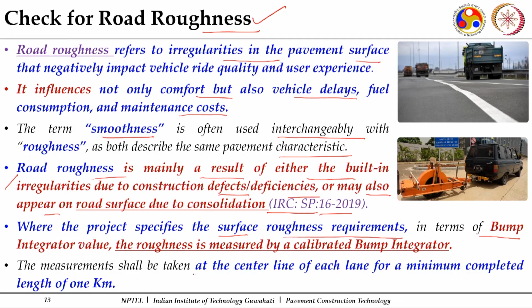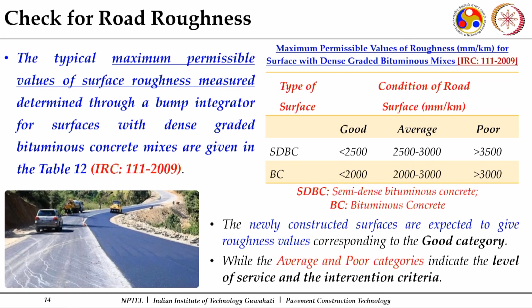In all equipments it is important to ensure that they are well calibrated. We need to do the calibration with some high precision equipment, like the dipstick, so that the bump integrator gives the correct readings. The measurement shall be taken at the center of each lane for a minimum completed length of 1 kilometer, because it has to be run at a speed of around 32 kilometer per hour, so we need at least a stretch of 1 kilometer.